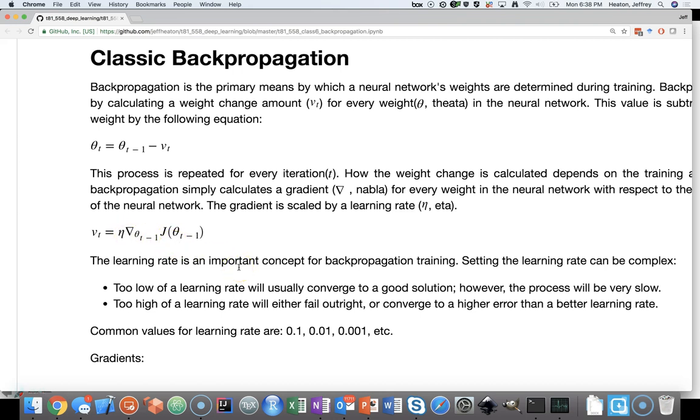And then J is the error function. That's what the nabla is operating on, at the weights at t minus 1. So we're taking the partial derivative with respect to each of the weights, a vector of them. Common learning rates are usually things like 0.1, 0.01, and so on. I've never seen a case where a learning rate greater than 1 did really anything. Otherwise, your weights would be bouncing all over the place and failing to converge.